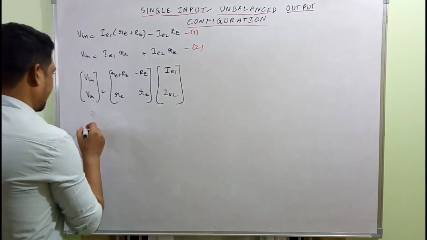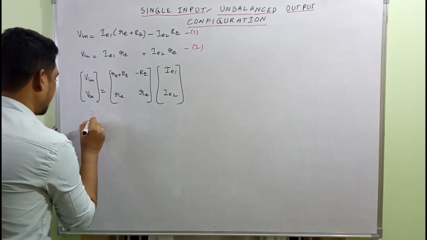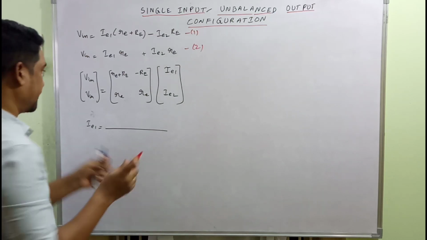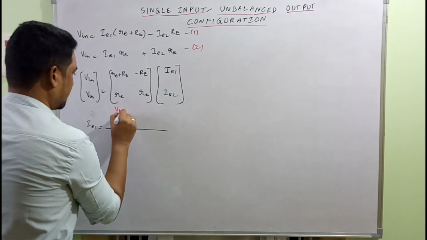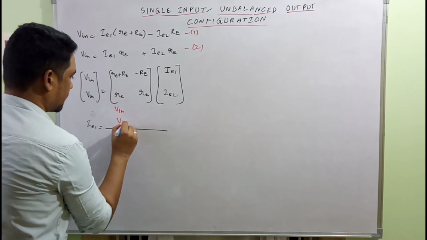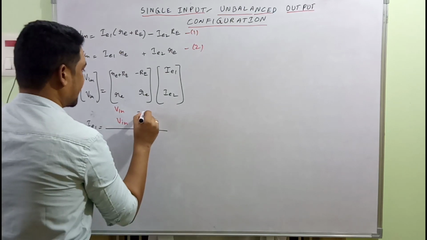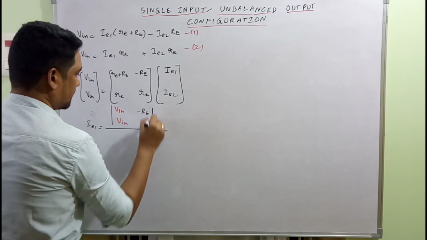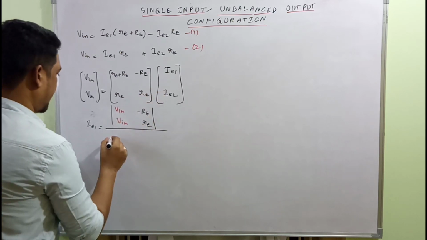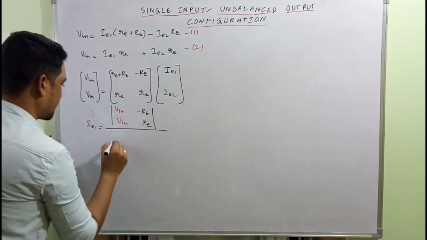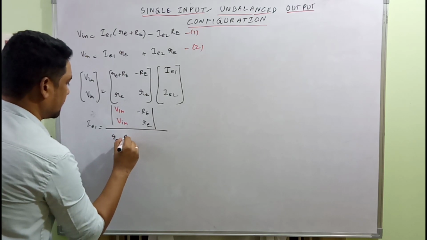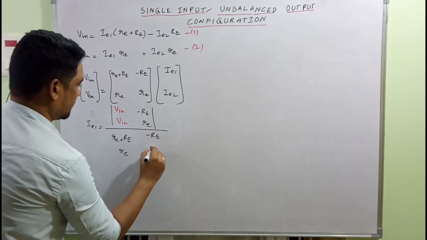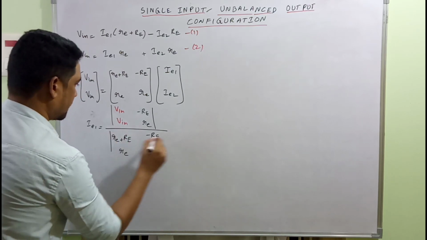Evaluating the expression for IE1 from this very matrix, making use of Cramer's rule, IE1 will be equal to, it's the first term, so this comes over here. Let me change the color for you. V in comes over here, minus RE, and RE over here, it's the determinant of this one for IE1, and in the denominator it comes as it is, RE plus RE, minus RE over here, and RE and another RE over here.